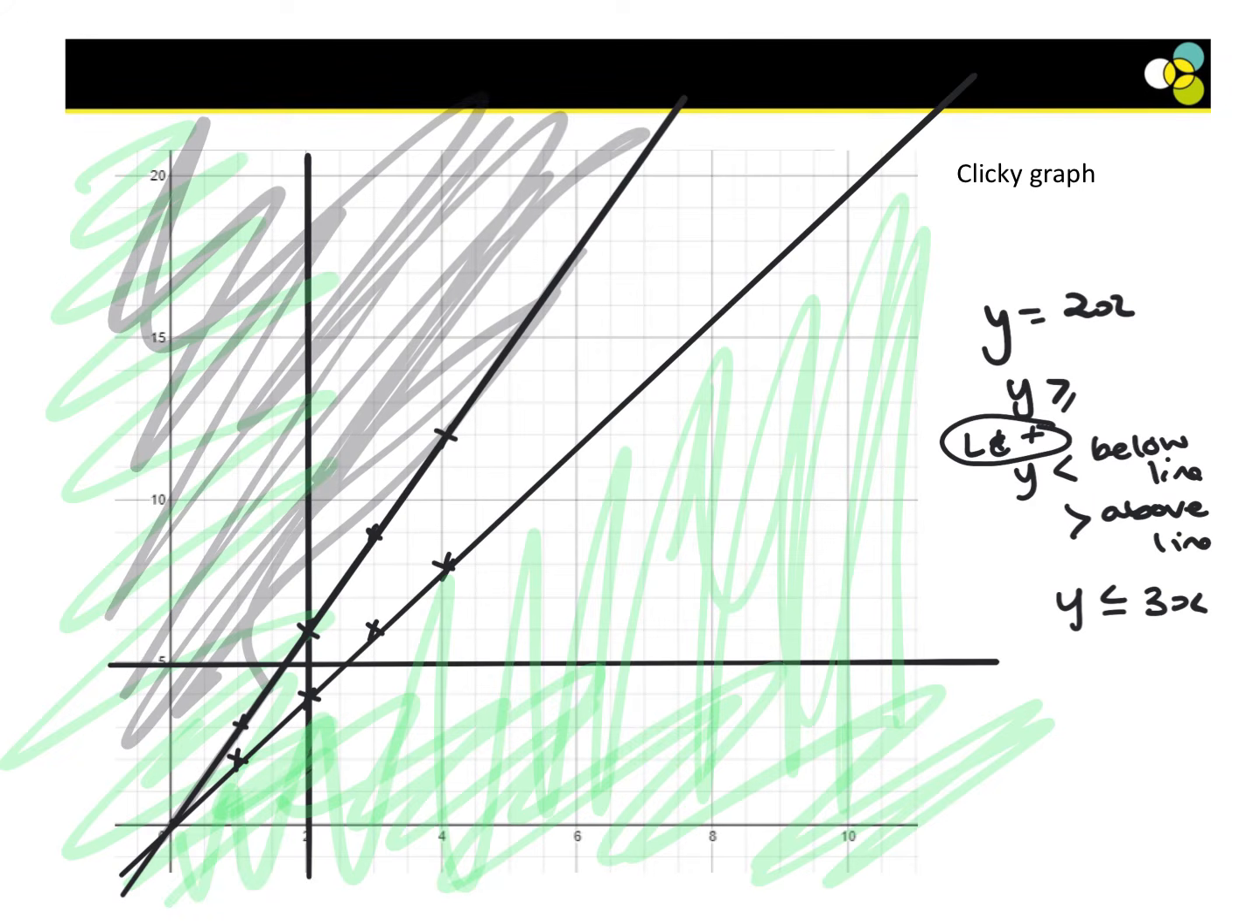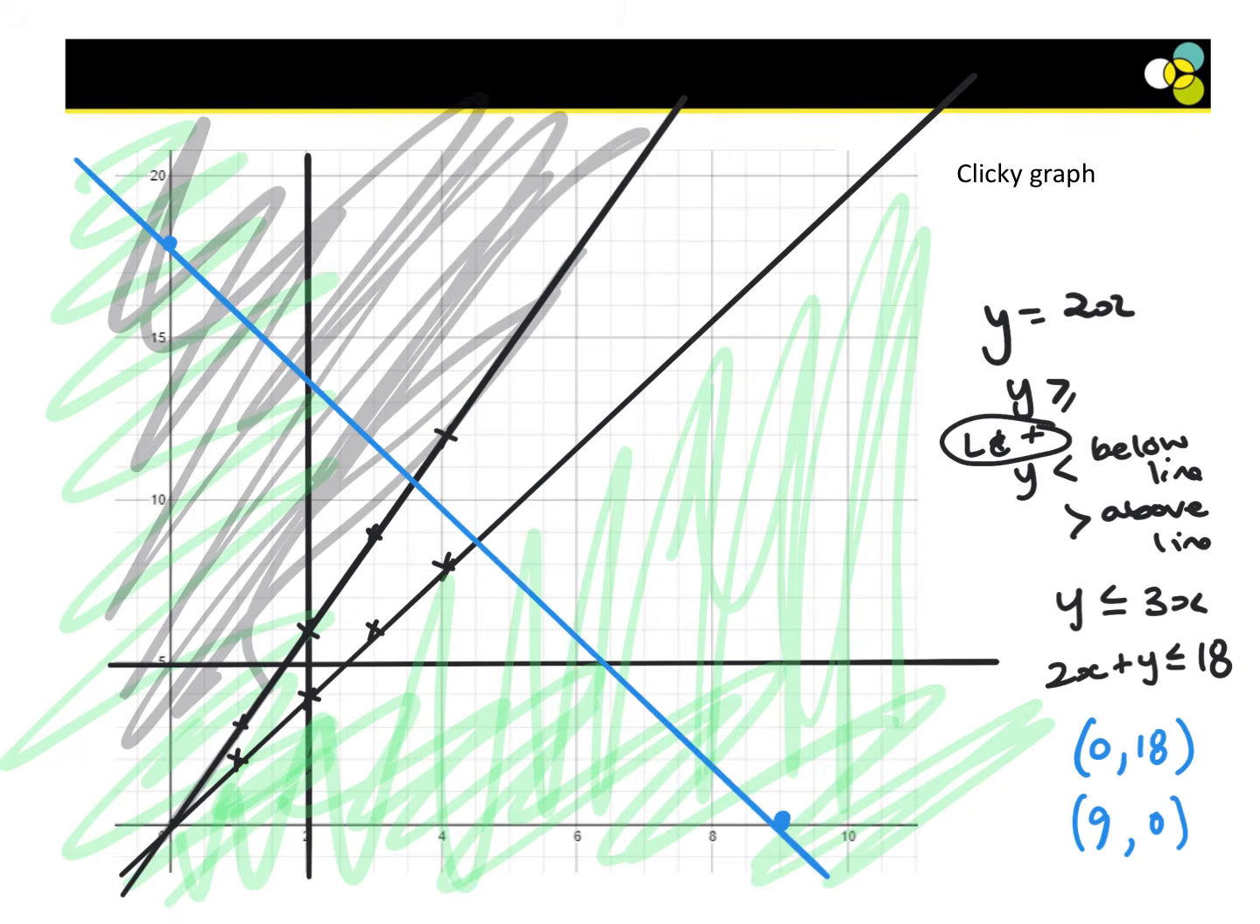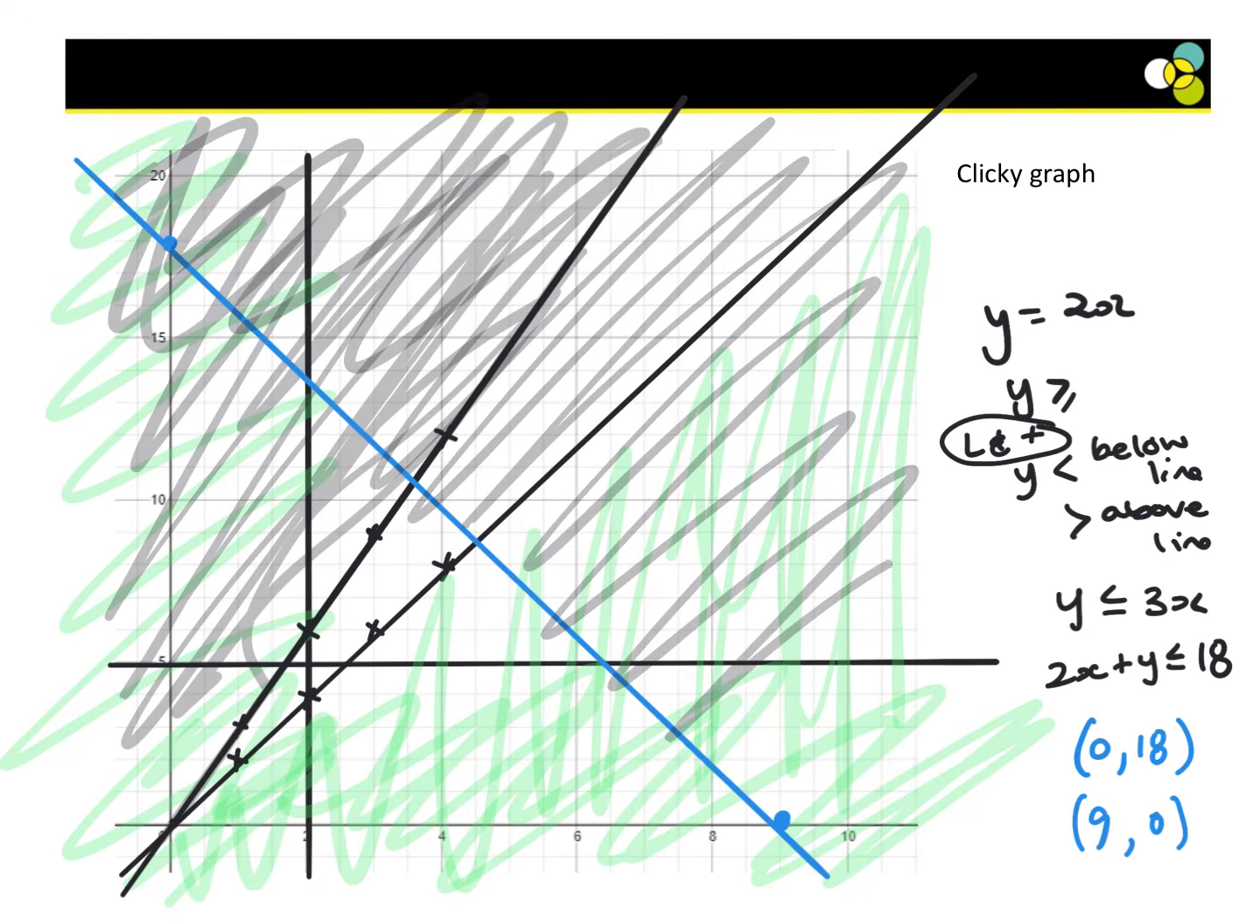2x plus y is less than or equal to 18. Now, first of all, if I let x equal 0, y equals 18. If I let y equal 0, x equals 9. Perfect. Okay, it says less than. I want below the line, I'm going to shade above the line.